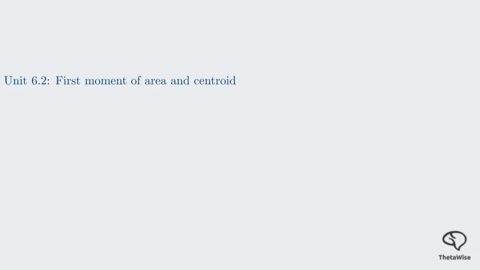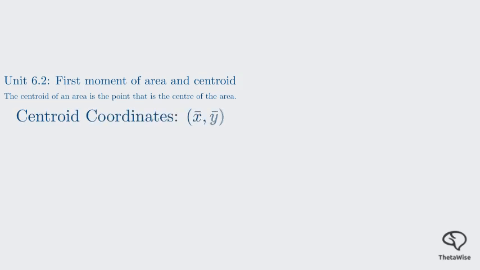Now let's move on to our second main concept, the centroid. The centroid of an area is the geometric center. It's the balancing point of a two-dimensional shape. If you have a thin, uniform sheet of metal, you could balance it perfectly on the tip of your finger placed at its centroid. We denote the coordinates of the centroid with x bar and y bar, so the centroid is the point x bar, y bar.